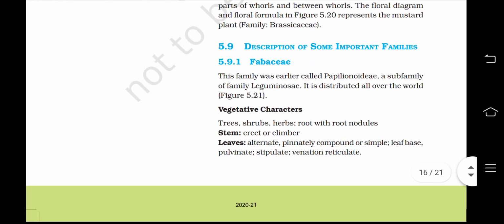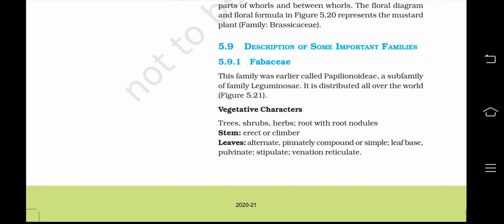Now, description of some important families. First is Fabaceae. The family was earlier called Papilionaceae, a subfamily of family Leguminosae. It is distributed all over the world.